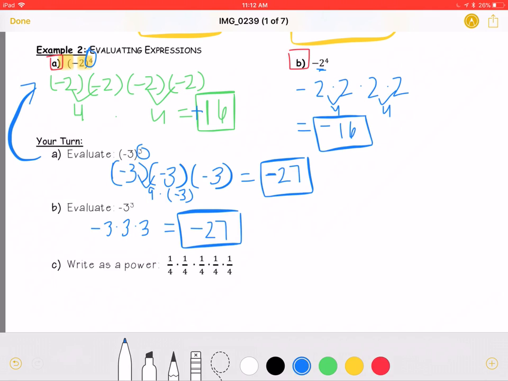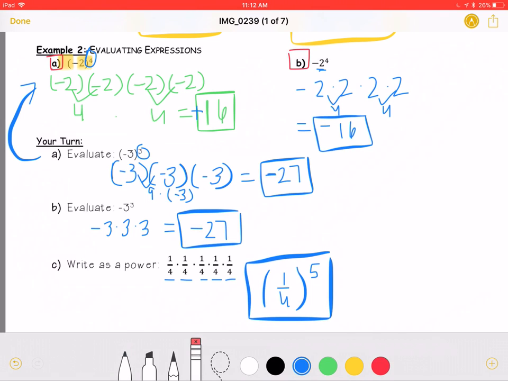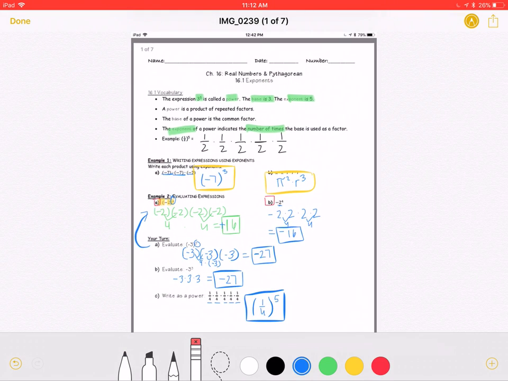And the last one, write it as a power. So my base is 1/4, and you should have counted up how many 1/4 I have. 5. So you should have 1/4 to the 5th power. Give yourself a pat on the back if you got all of those correct.